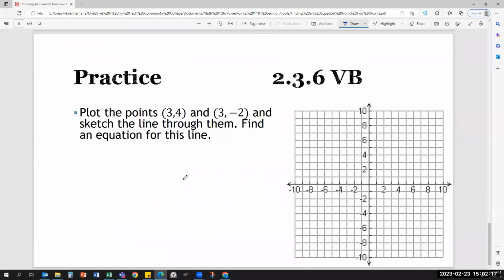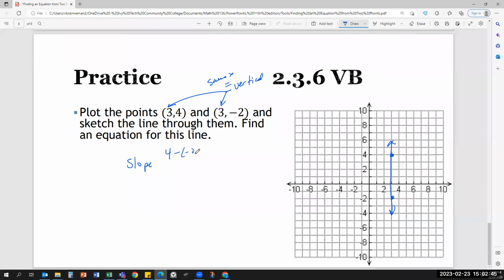All right, and the next example, we have 3, 4, and 3, -2. So if I plot those points, hopefully at the point of plotting those, you would recognize that's a vertical line, or just seeing those matching x values. Or if that's not enough, at the point where you calculate the slope, 4 minus -2 over 3 minus 3 would be 6 over 0, or -2 minus 4 over 3 minus 3.